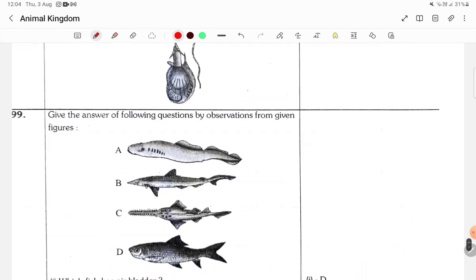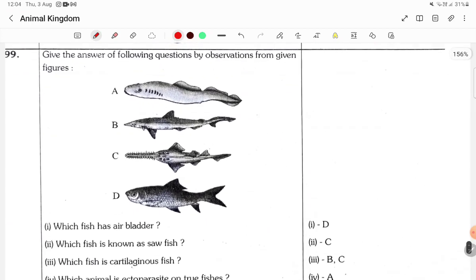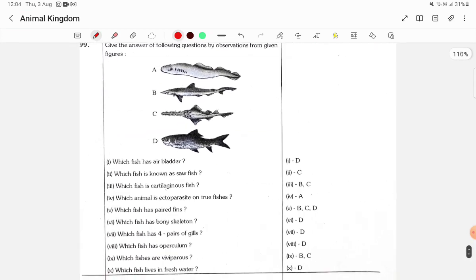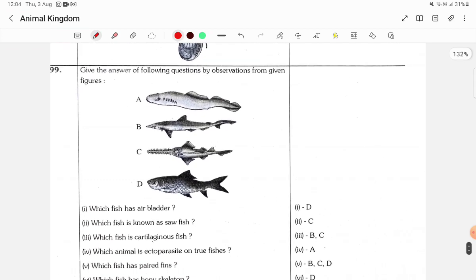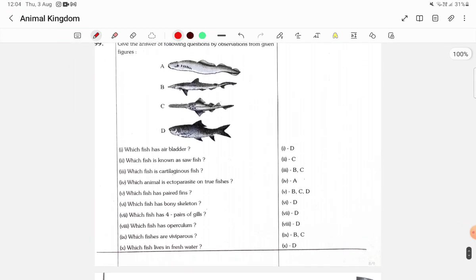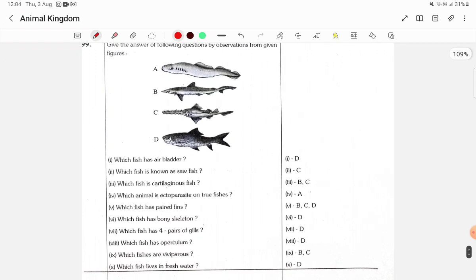I thought we would do the labeling here. So coming on this. These are the fishes given and we have to mention which fish has what present. Which fish has air bladder? This. Which fish is known as sawfish? Sawfish has this long structure present, so this is sawfish.